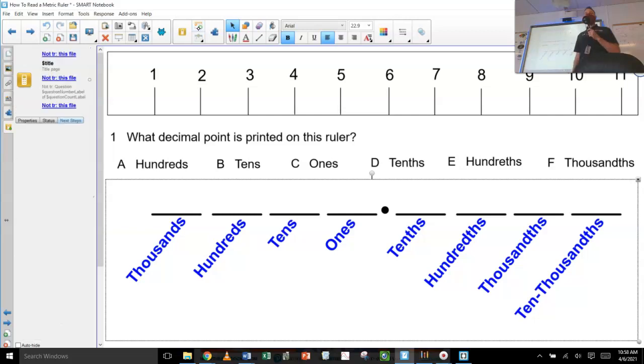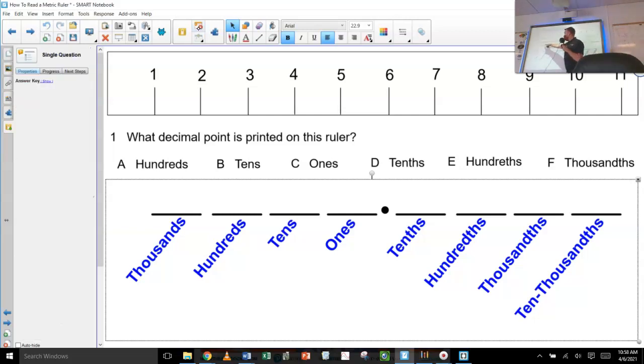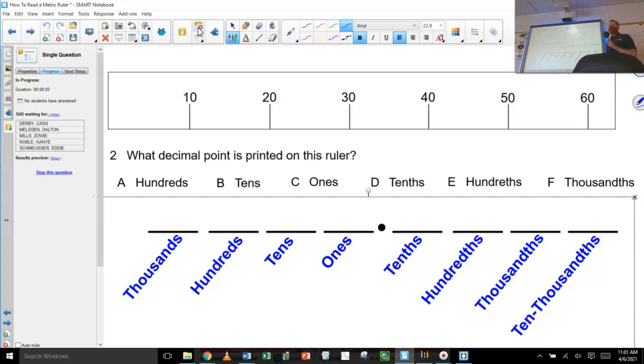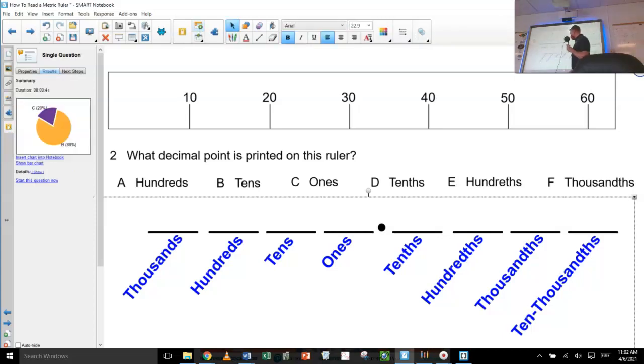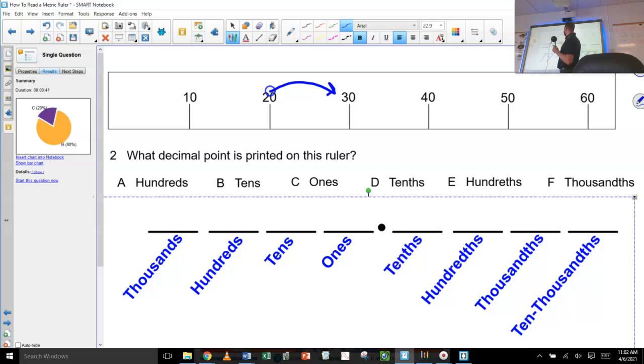So you put in, is it A, the hundreds, B, the tens, C, the ones, D? What decimal point is printed on this ruler? How many are these going up by? 10. They're going up by 10, right? So they're going up by tens.